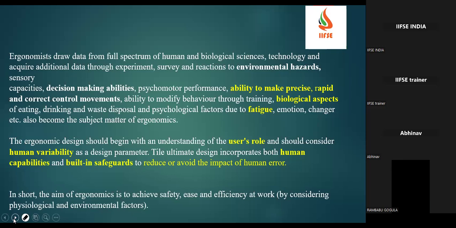The ability to modify behavior through training, biological aspects of eating, drinking, and also waste disposal, psychological factors due to fatigue, emotion, change, etc., also become a subject matter of ergonomics. So they will consider many aspects: food intake, what kind of persons will work on this. All these things will be a matter for designing the ergonomics in the workplace.